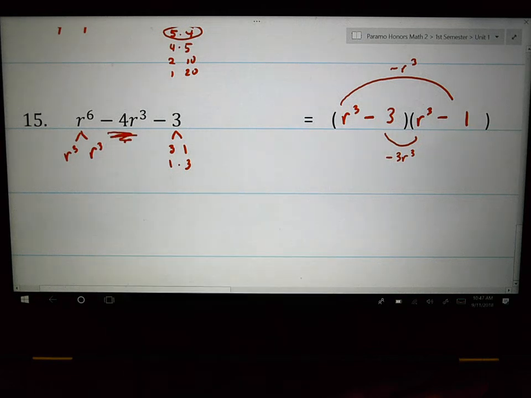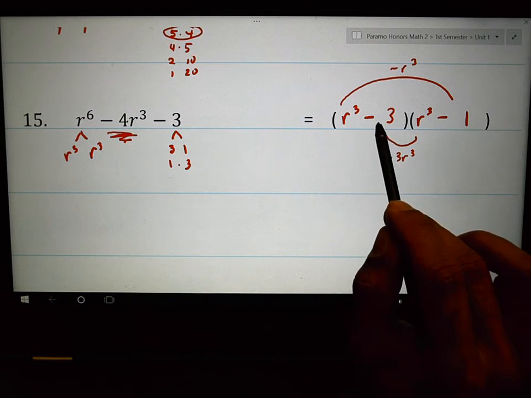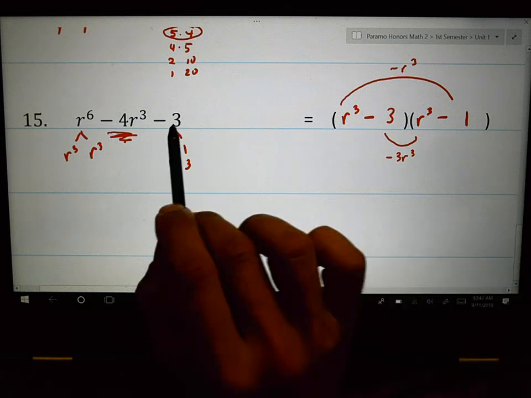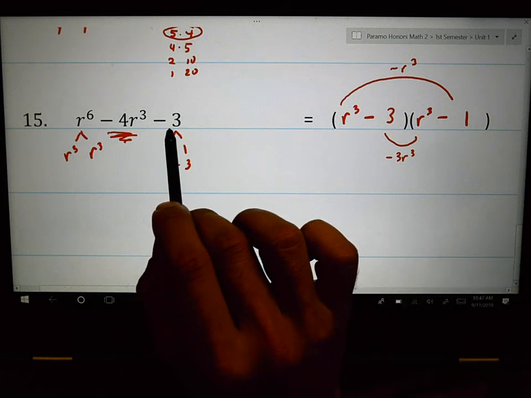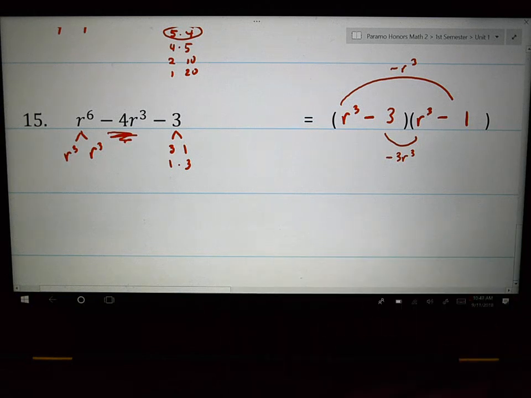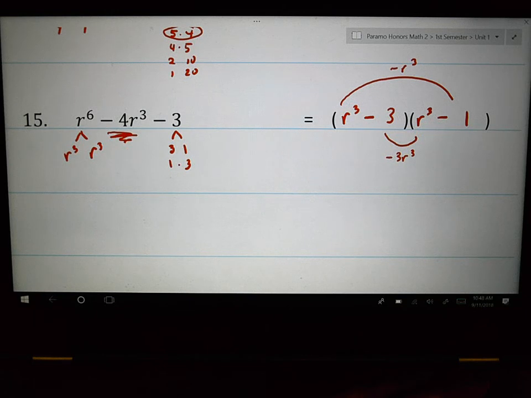But what about the last times the last in FOIL? What does a negative 3 times a negative 1 make? Does that make this negative 3? Whenever it doesn't make that thing, it means your factors are incorrect or you need to try different signs. But if you were to change this to a positive and this to a negative, then these would not add to be negative 4. You can play around with this one as much as you want to.